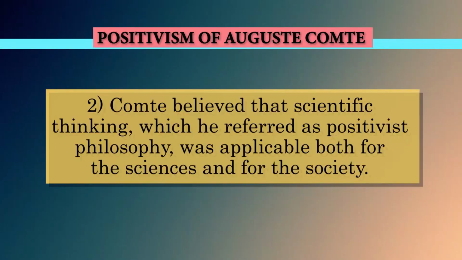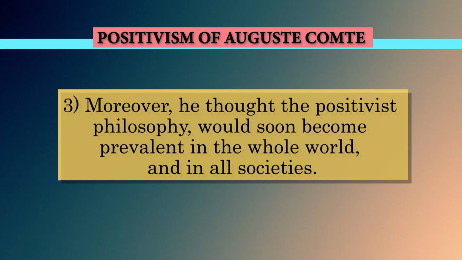Comte believed that scientific thinking, which he referred to as positivist philosophy, was applicable both in sciences as well as on societies, on human societies to be more specific. Moreover, he thought that positivist philosophy would soon become prevalent in the whole world and in all societies. He felt that his positivist philosophy would be able to identify the general trend in all societies, and from this perspective, he felt that the interpretation of social sciences through positivist philosophy could be done similar to natural sciences.